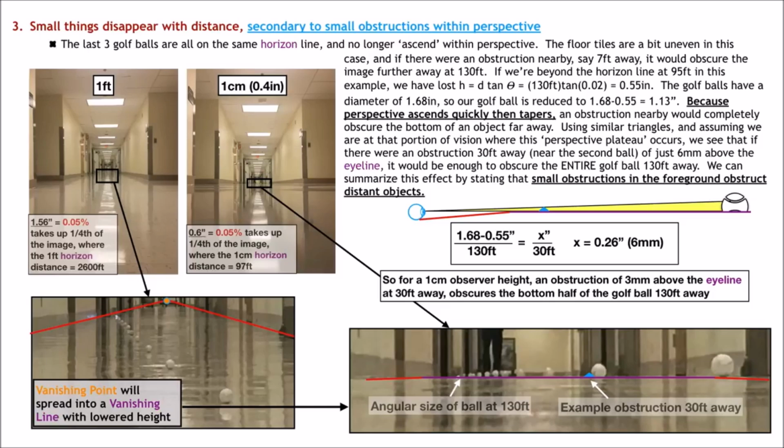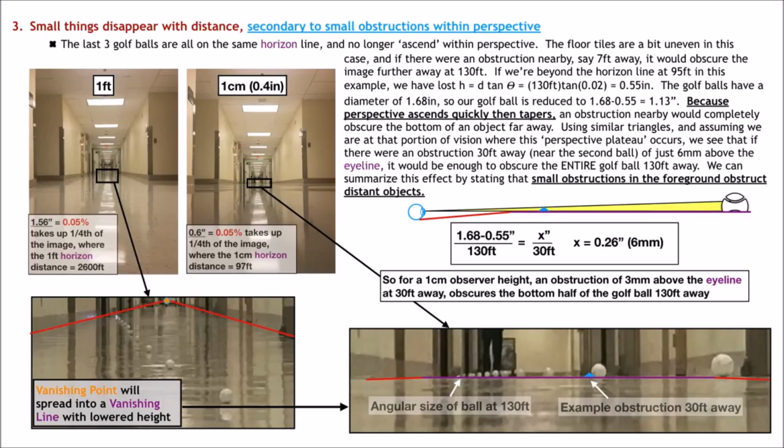So we can summarize this effect by stating small obstructions in the foreground obstruct distant objects. If that doesn't make sense, maybe it will if I explain the diagram. The red line from the eye to the purple line is going to have a rapid, exponential ascent rate. And so we know that objects, even though they encroach upon that purple line, don't actually start to set for quite a bit of distance away.